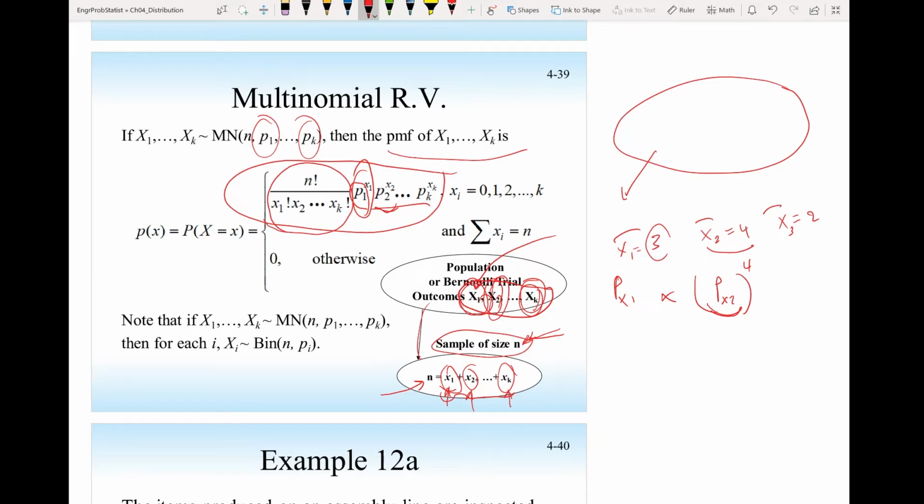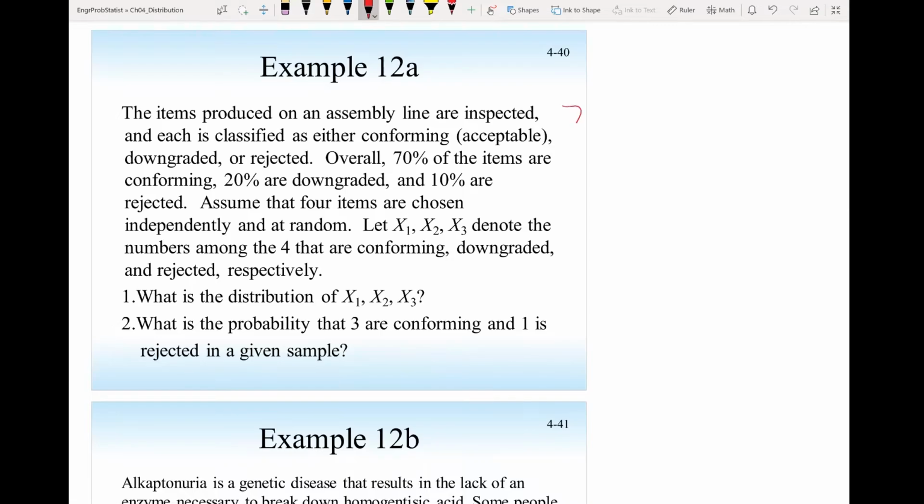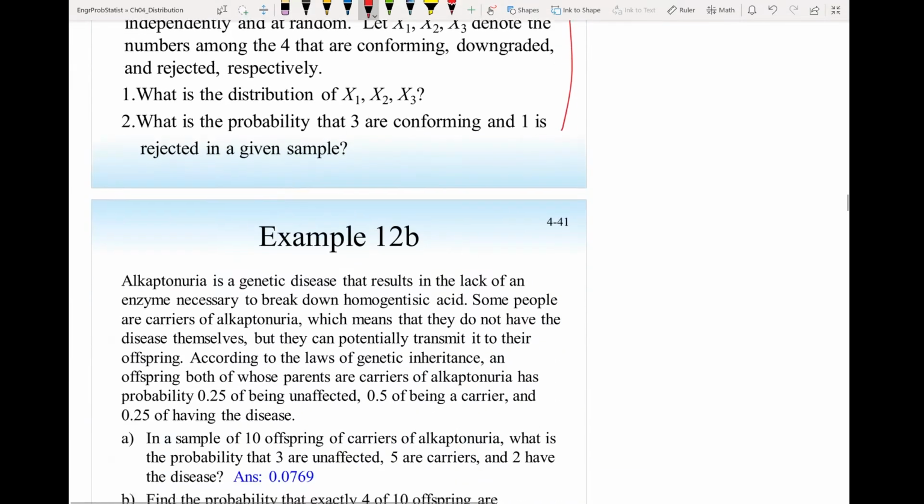And for the multinomial, the parameters you need are n, the size of the sample, and the probability of occurrence for each type in the population or outcome of the experiment. If there is only one possibility, success or failure, then it will be reduced to the binomial. Let's take an example. You can read this in the textbook, so let's do this example.